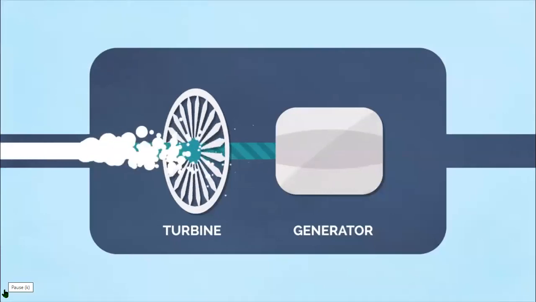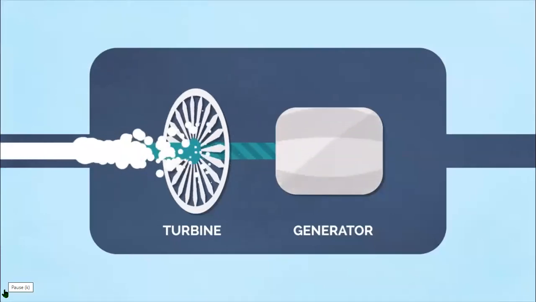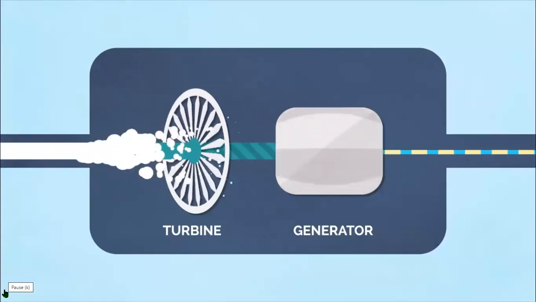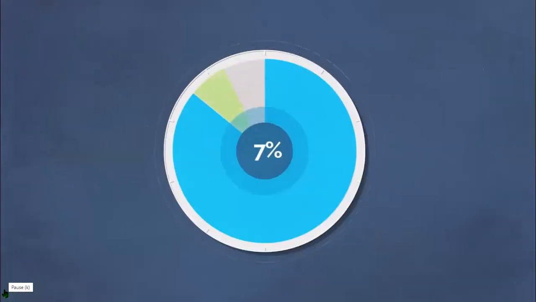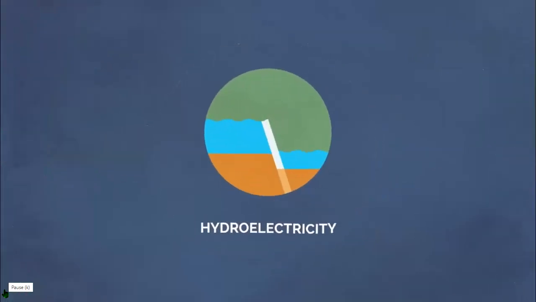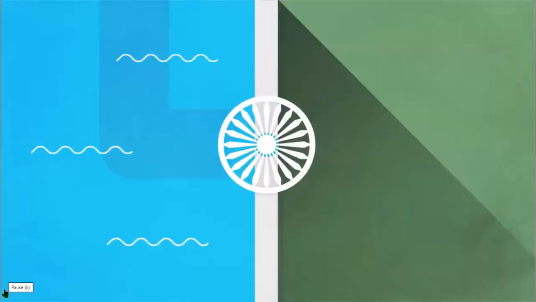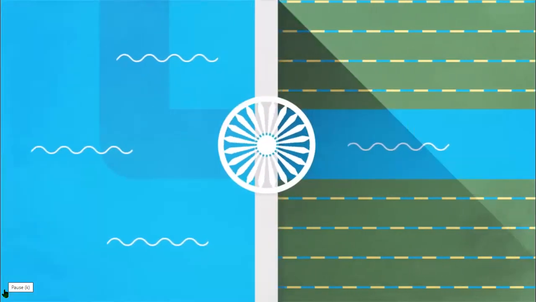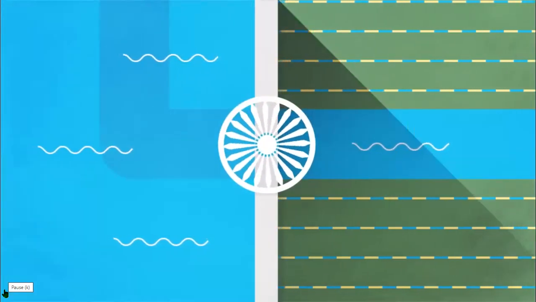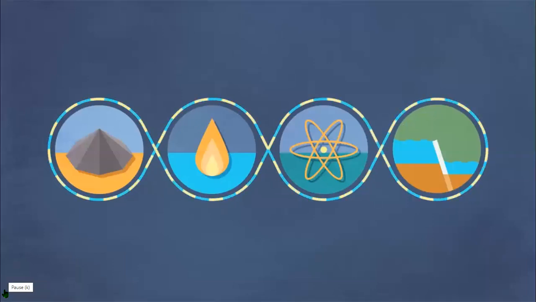That steam pushes against a large turbine that rotates a generator, creating electrical current. Another 7% of our electricity comes from hydroelectric stations. These stations have water dammed up behind them, and the rushing water current rotates their turbines. These plants run continuously and form the base load of our electricity.